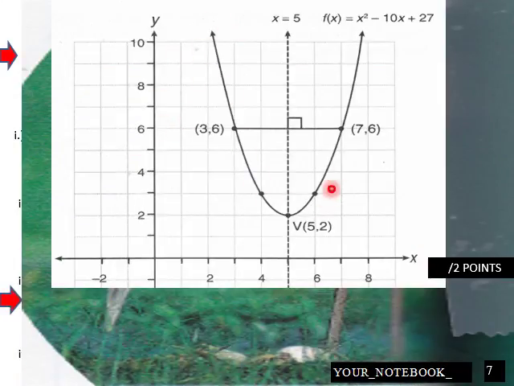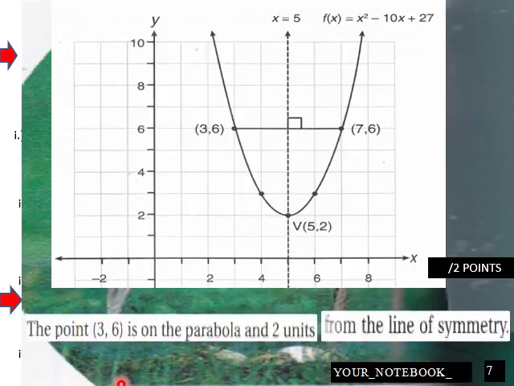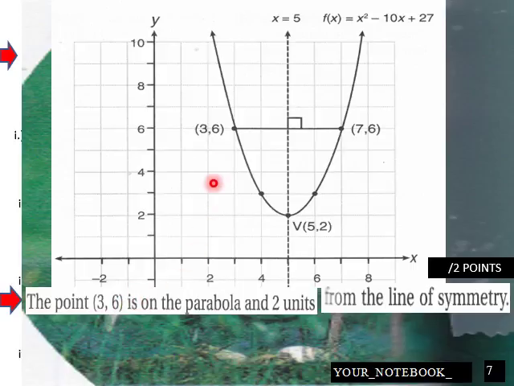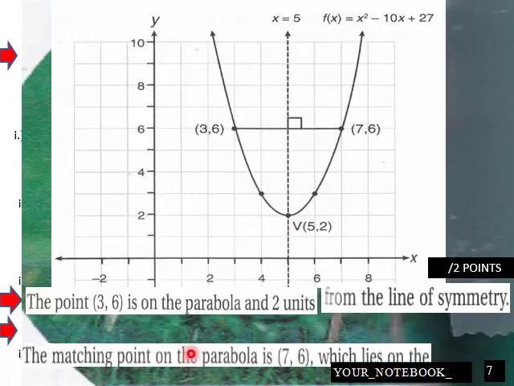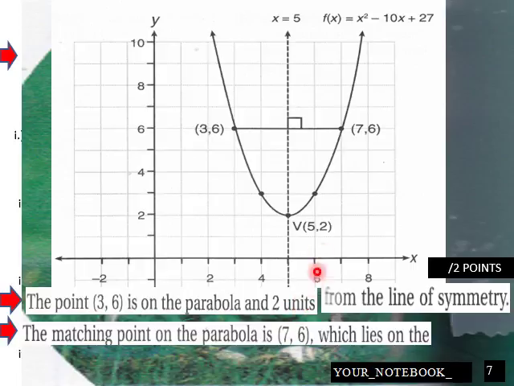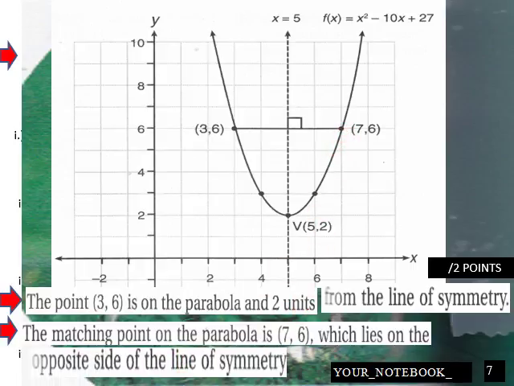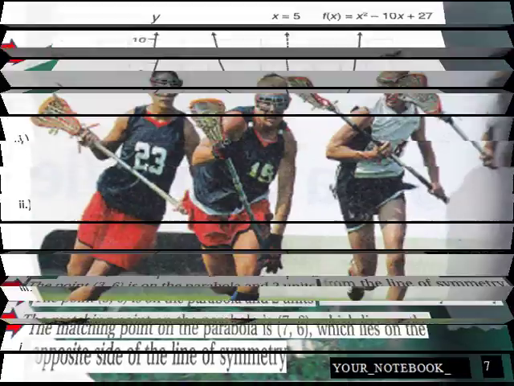So here is our graph of our parabola. This is our vertex at 5, 2. The point 3, 6 over here is on the parabola and 2 units from the line of symmetry here, x equals 5. And then the matching point on the parabola will be 7, 6 over there, which lies on the opposite side of the line of symmetry.